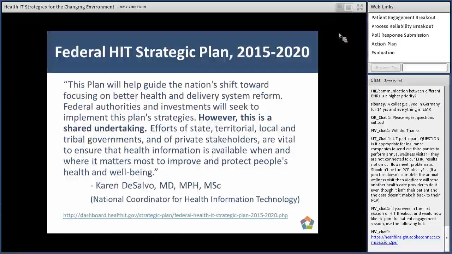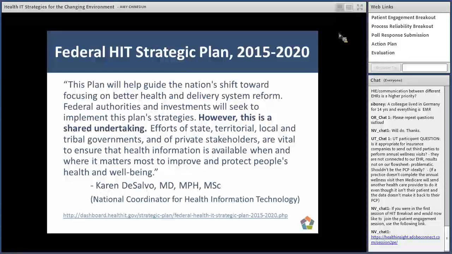Lastly, I will talk about the Federal Health IT Strategic Plan, which was just recently finalized. Dr. Karen DeSalvo, the National Coordinator for Health IT, said this about the newly finalized plan. This plan will help guide the nation's shift toward focusing on better health and delivery system reform. Federal authorities' investments will seek to implement this plan's strategies. However, she emphasizes, this is a shared undertaking. All of us in this room are a part of that undertaking.